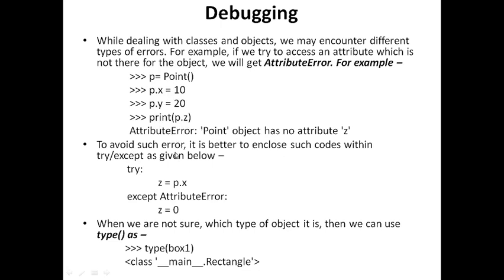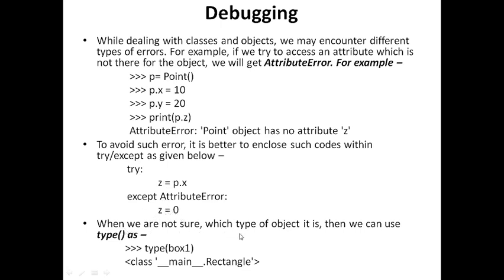And if you want to avoid this particular error, you just need to enclose this code within try and except, as we have done here. Try z = p.x, except AttributeError: z = 0. It will just assign a 0 to the particular variable. If the attribute is not available, it will be skipped, it just assigns a 0 and execution of the program will continue.